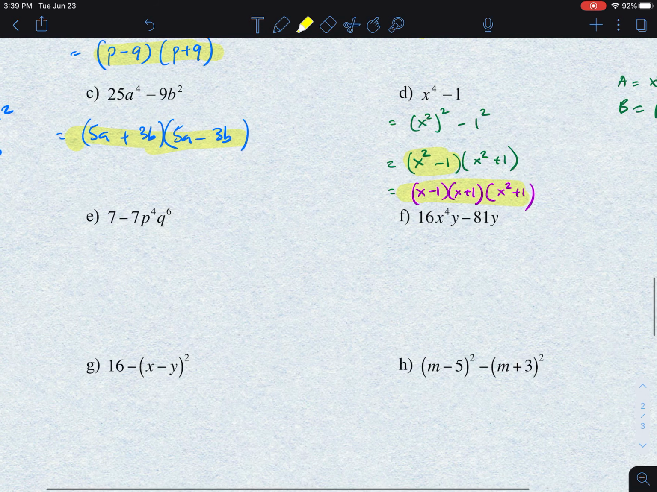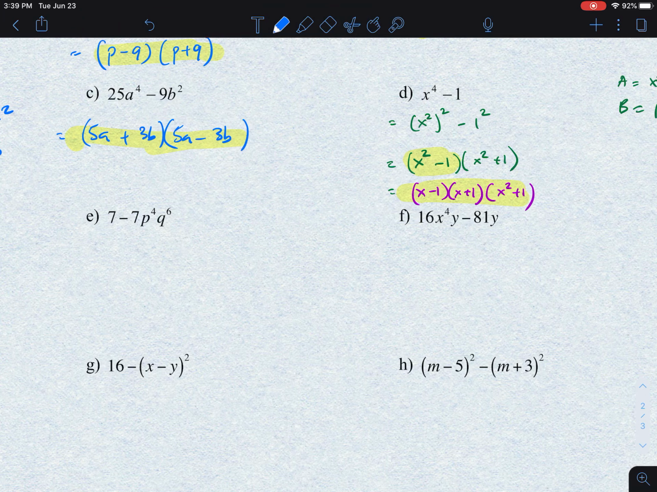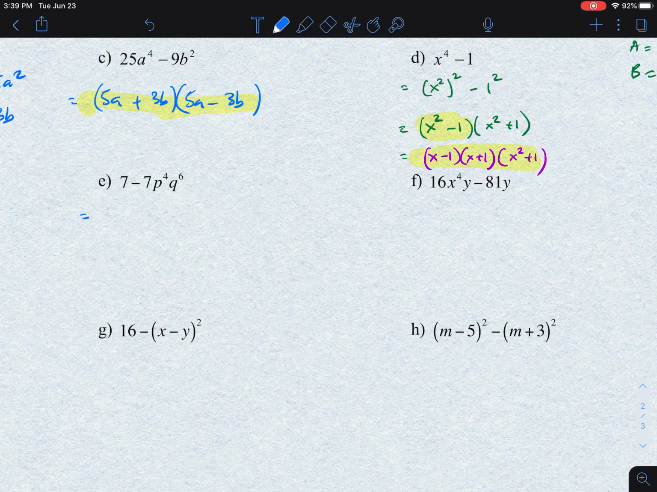Let's try a couple more examples. All right, so 7 minus 7, p to the 4 and q is 6. In this case here, we don't have a difference of two squares, because 7 is not something squared, or 7p to the 4 q to the 6 is not something squared. So we want to apply the GCF first by taking out a 7. Okay. And that becomes that.